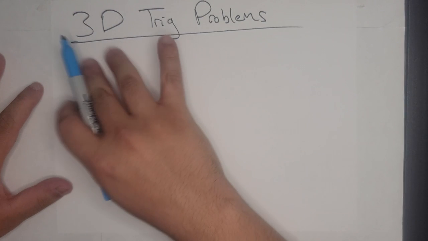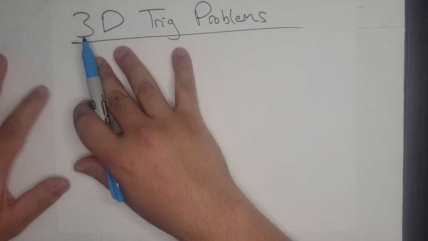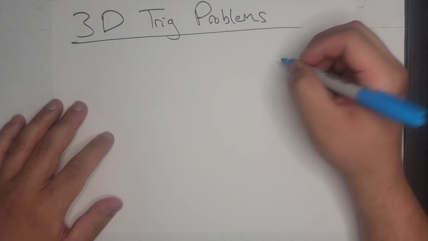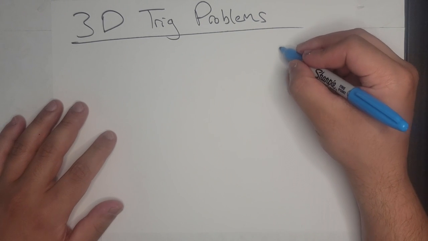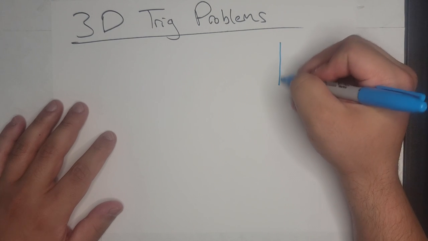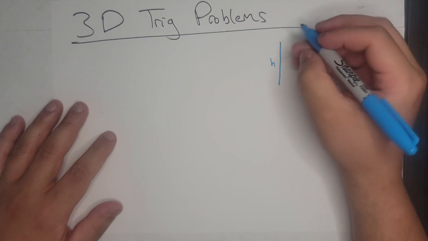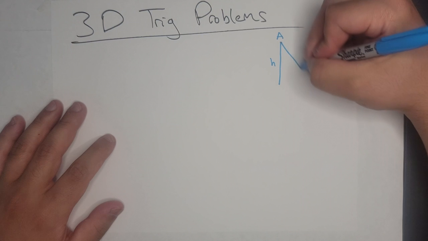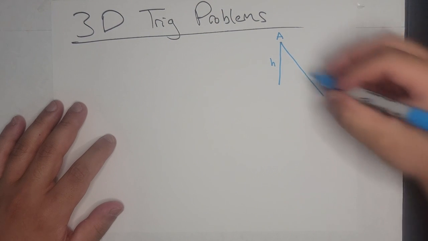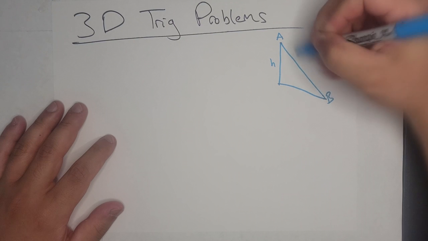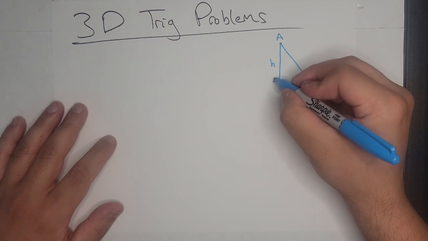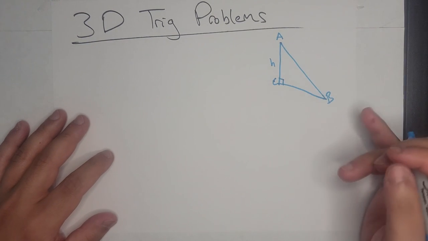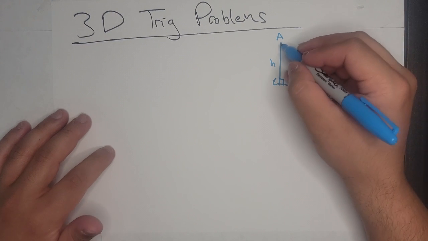Okay, so in this video we're going to be tackling 3D problems, three-dimensional problems involving trigonometry. So let's say we have a cliff. Say this is the cliff and this is the height up. Call it H, and I'll call this point A. And then I have this point here, I'm going to call it B. And I'll call this point C. And let's say that this is a right angle. It's going up. Elevation, this is the ground. This is the top of the cliff.